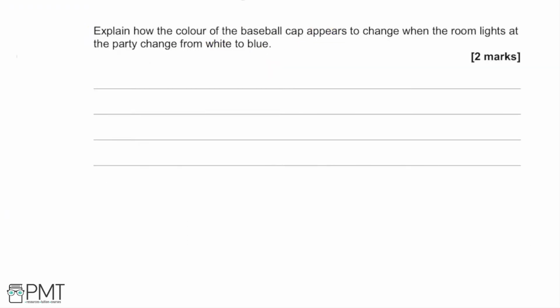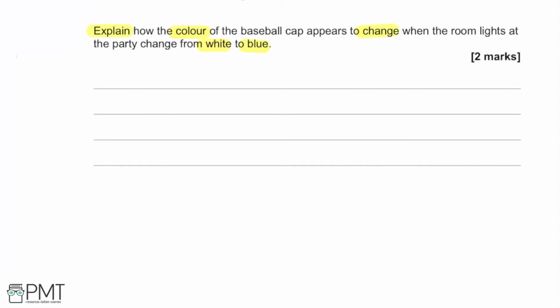So now we're asked to explain how the colour of the baseball cap appears to change when the room lights at the party change from white to start with to blue. So here we're asked to explain the reasoning behind it, and the question's worth 2 marks. So we're going to state what happens to the colour of the baseball cap, and then we're going to go on to explain why, just to gain us that 2nd mark.